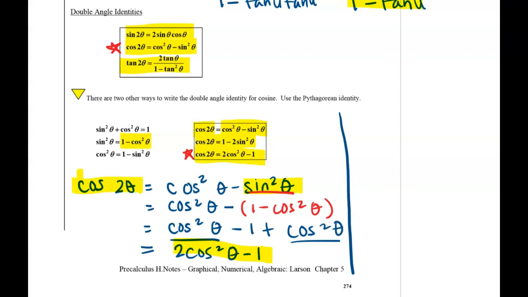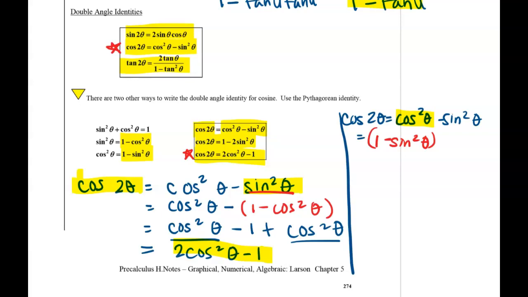Okay, so now we're going to do the same thing one more time, but this time, instead of replacing the sine squared theta, we're going to replace the cosine squared theta. So let's try this again. The cosine of 2 theta is equal to cosine squared theta minus sine squared theta. And we are going to use Pythagorean. We have cosine squared theta is equal to 1 minus sine squared theta. So let's go ahead and replace it. So cosine squared theta is 1 subtract sine squared theta.